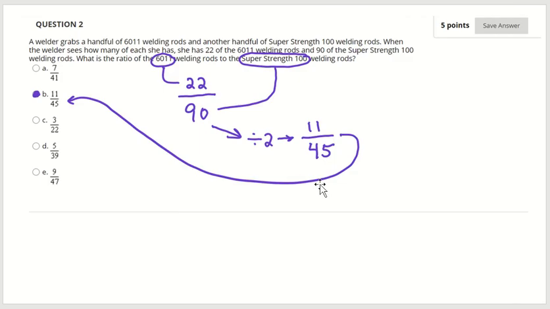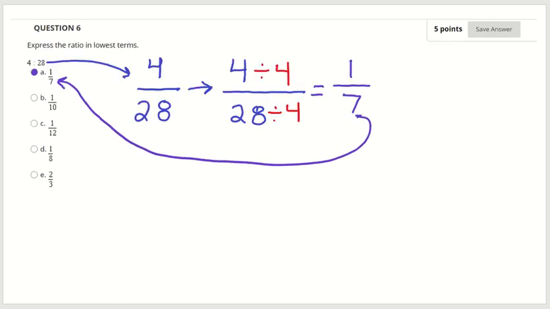This will be question number 2. The ratio that we're going to find is the ratio of welding rods that a welder grabbed a handful of. The 6011 rods, he grabbed 22, or she grabbed 22, and the super strength rod, super strength 100, she grabbed 90. So you divide both of those by 2 to find the lowest terms, 11/45, and there's your answer. Question number 6, you're expressing the lowest terms of 4 to 28. 4/28, both can be divided by 4, reduces down to 1/7, very simple.